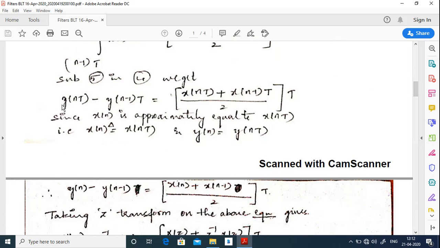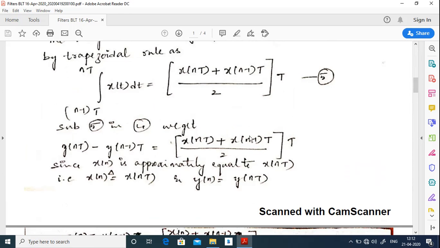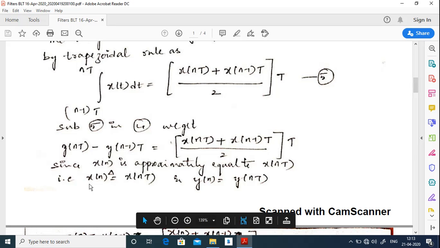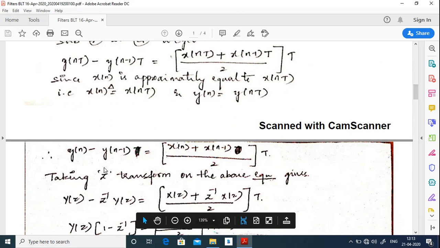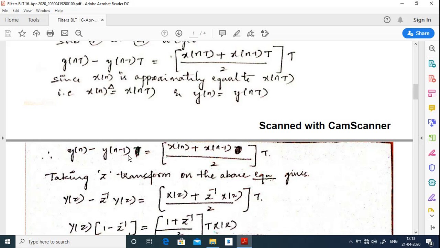If you substitute 5 in 4, you'll get y(nT) minus y((n minus 1)T) as usual, which is there in 4. I'll replace the RHS by equation number 5. As a result you will get [x(nT) plus x((n minus 1)T)] times T by 2. Since x(n) is approximately equal to x(nT), I'll replace x(nT) by x(n). Similarly, y(nT) by y(n). As a result, you'll get this equation. See here, instead of nT, I'll replace it by y(n). Here, I'll keep that as it is. Here again, I'll replace that by this.